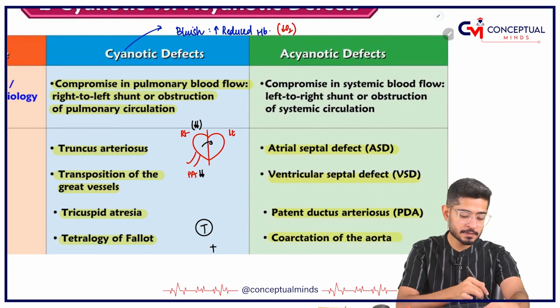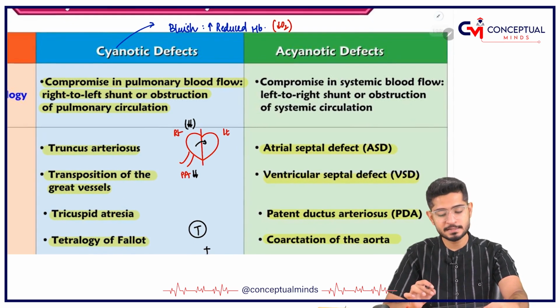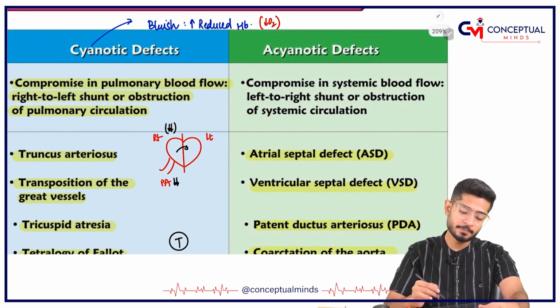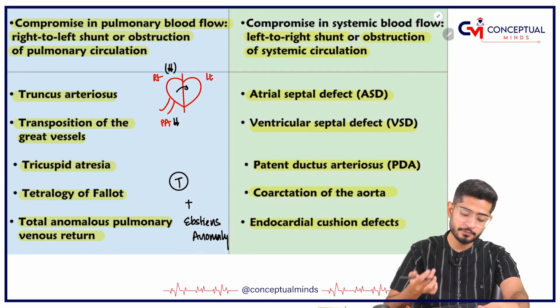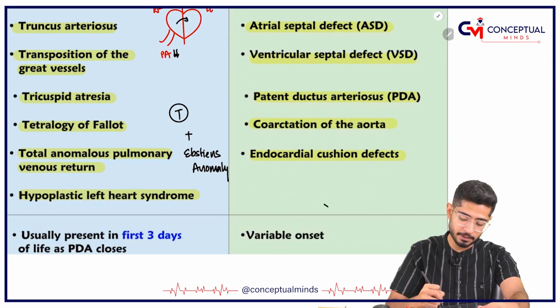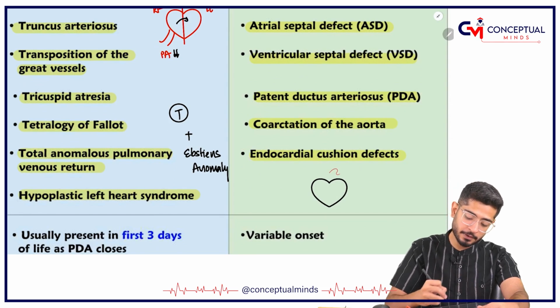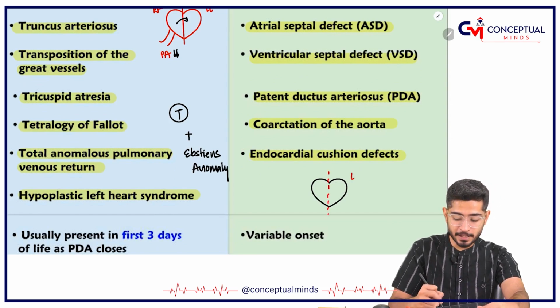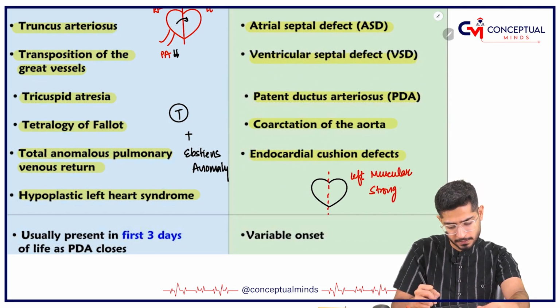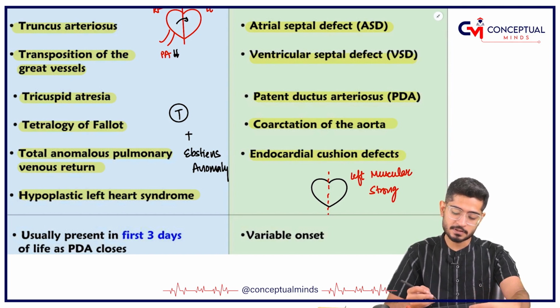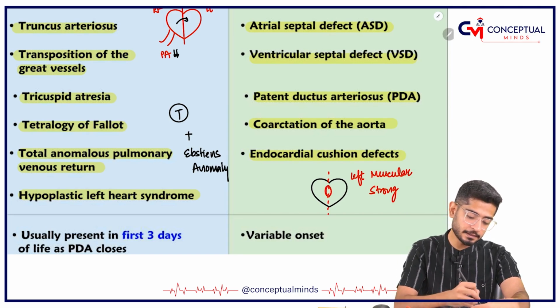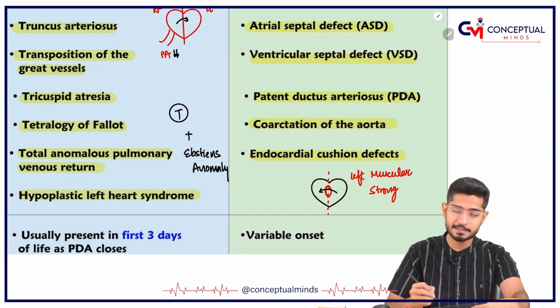So why is there no cyanosis? Because of course the pulmonary circulation is maintained. These develop if there is an obstruction to the systemic circulation, or there is a left to right shunt. For example, if I talk about atrial septal defect, let me make the heart once again. You know that the left side musculature is of course stronger, because it has to supply the blood to the entire body. So if there is an ASD, blood is going to go from the left side to the right side.